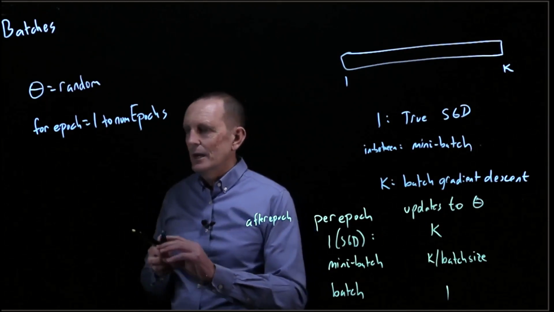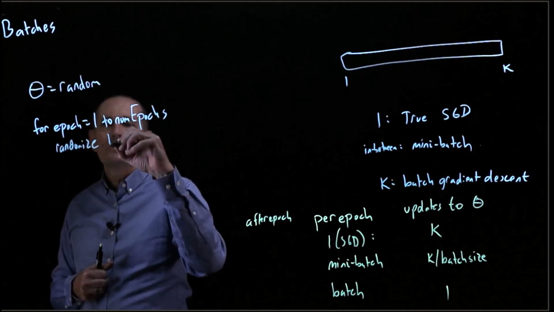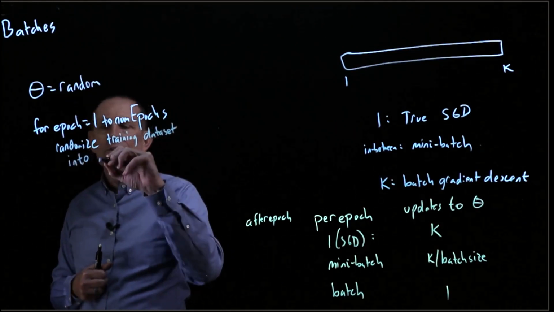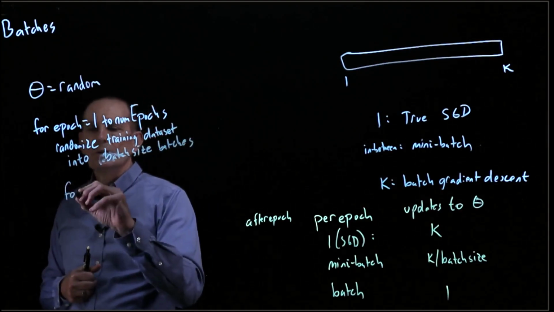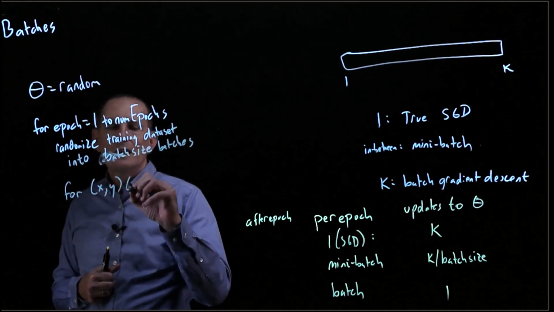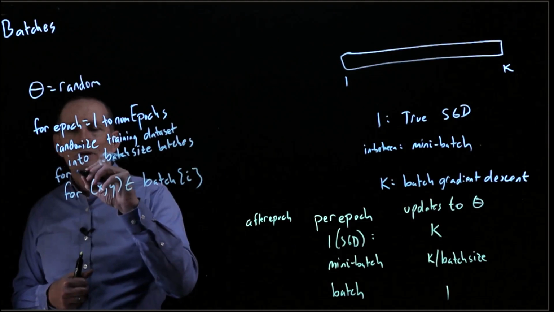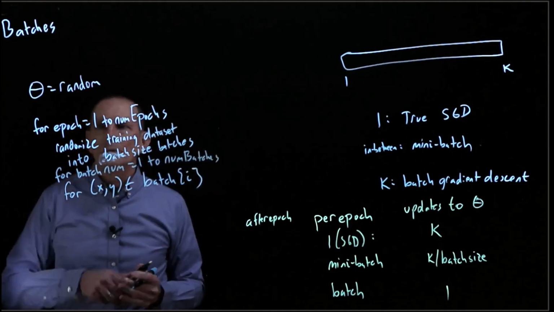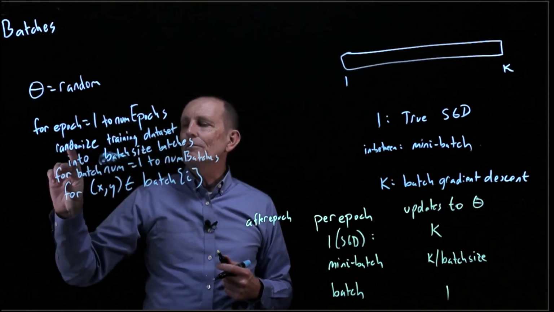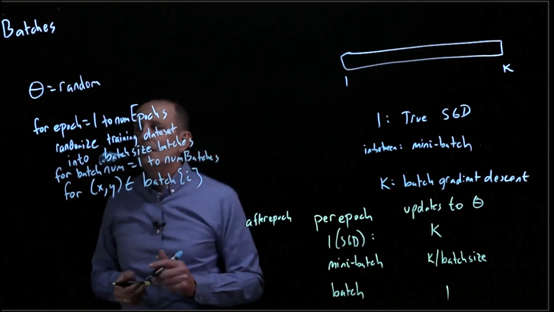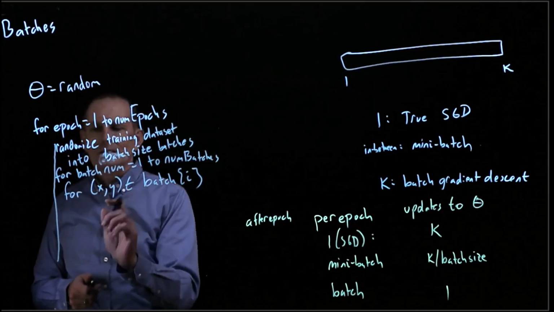Well, if we look here, we're going to have a loop. Let's say we're trying to pick a batch size. We'll randomize the training data set into batch size batches. And then our outer loop is for epoch equals 1 to num epochs. We randomize the training data set into batch size batches. And then for batch num equals 1 to num batches, and this is all in the same code here, and this is indented here.